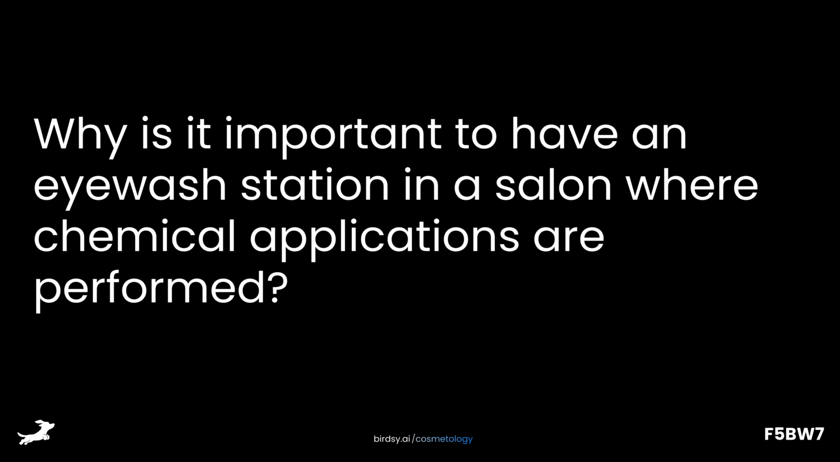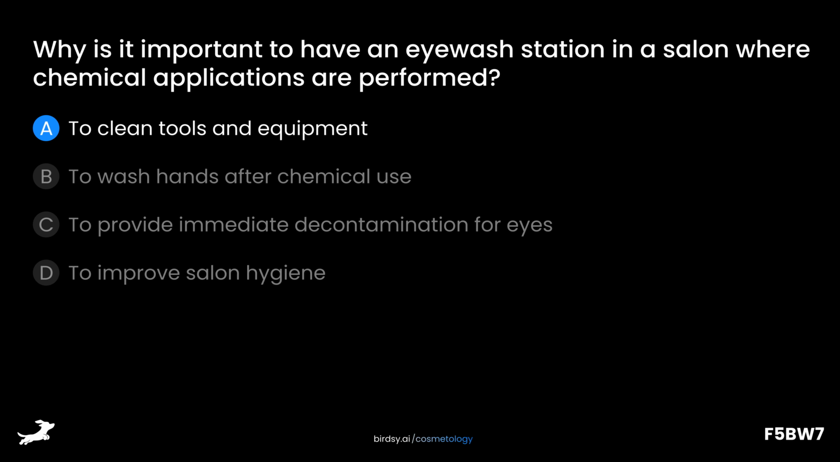Why is it important to have an eye wash station in a salon where chemical applications are performed? Is it A, to clean tools and equipment, B, to wash hands after chemical use, C, to provide immediate decontamination for eyes, or D, to improve salon hygiene? The answer is C, to provide immediate decontamination for eyes.